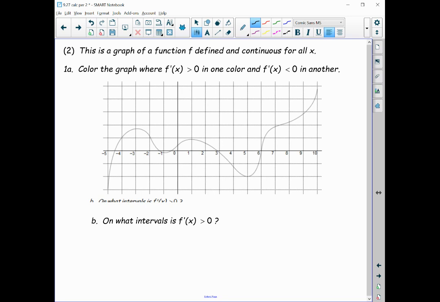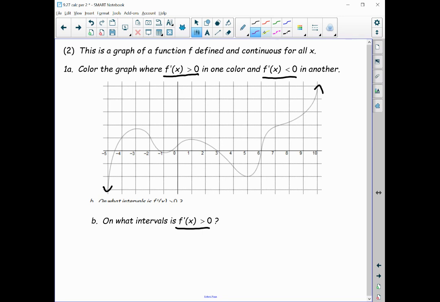All right, so here we have a graph of f defined and continuous for all x. We're going to assume that there are arrows on the ends since it says for all x. First, color the graph where f prime is greater than 0 in one color and f prime is less than 0 in another, and then answer the question: on what intervals is f prime of x positive? Think it over, try it, pause me, unpause me. Okay, welcome back.